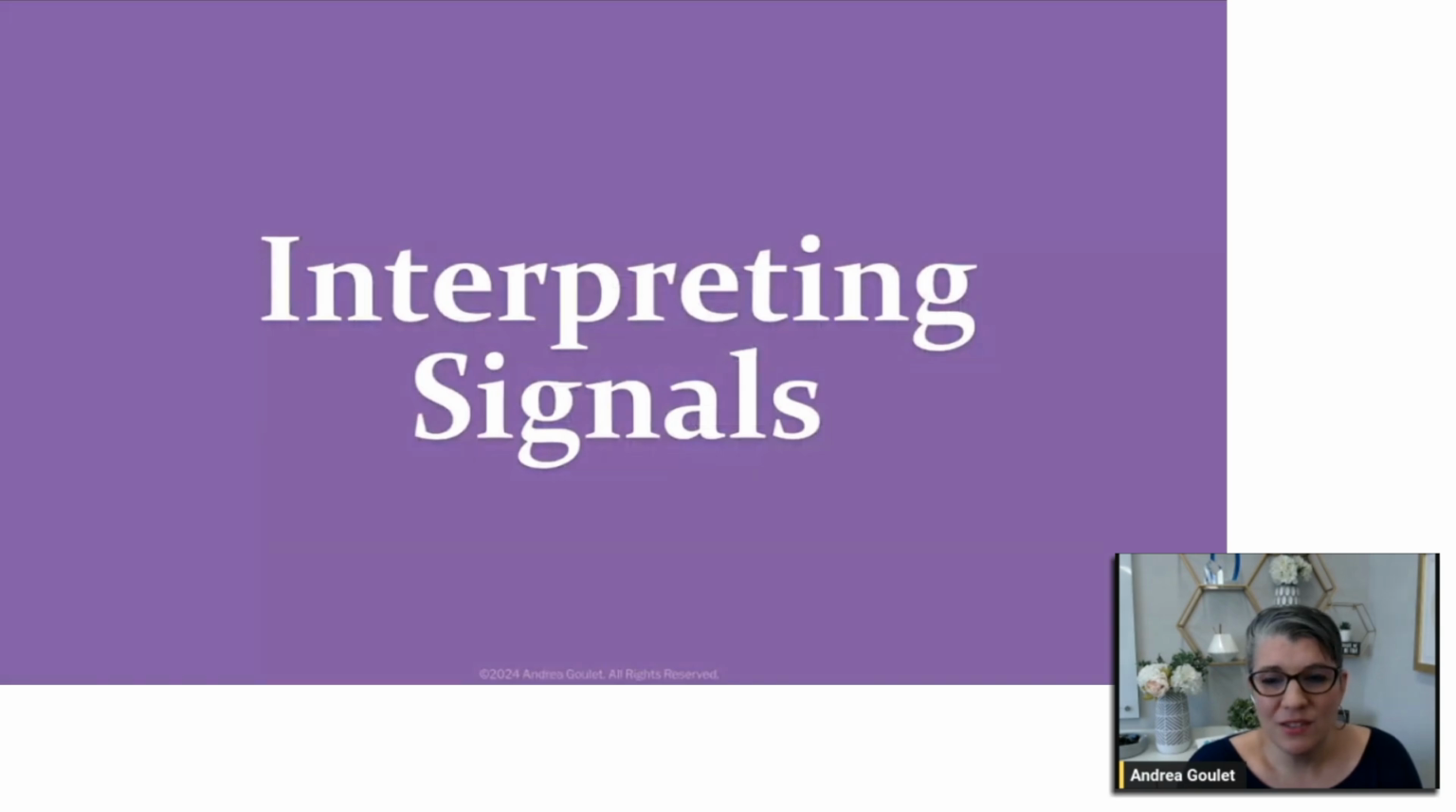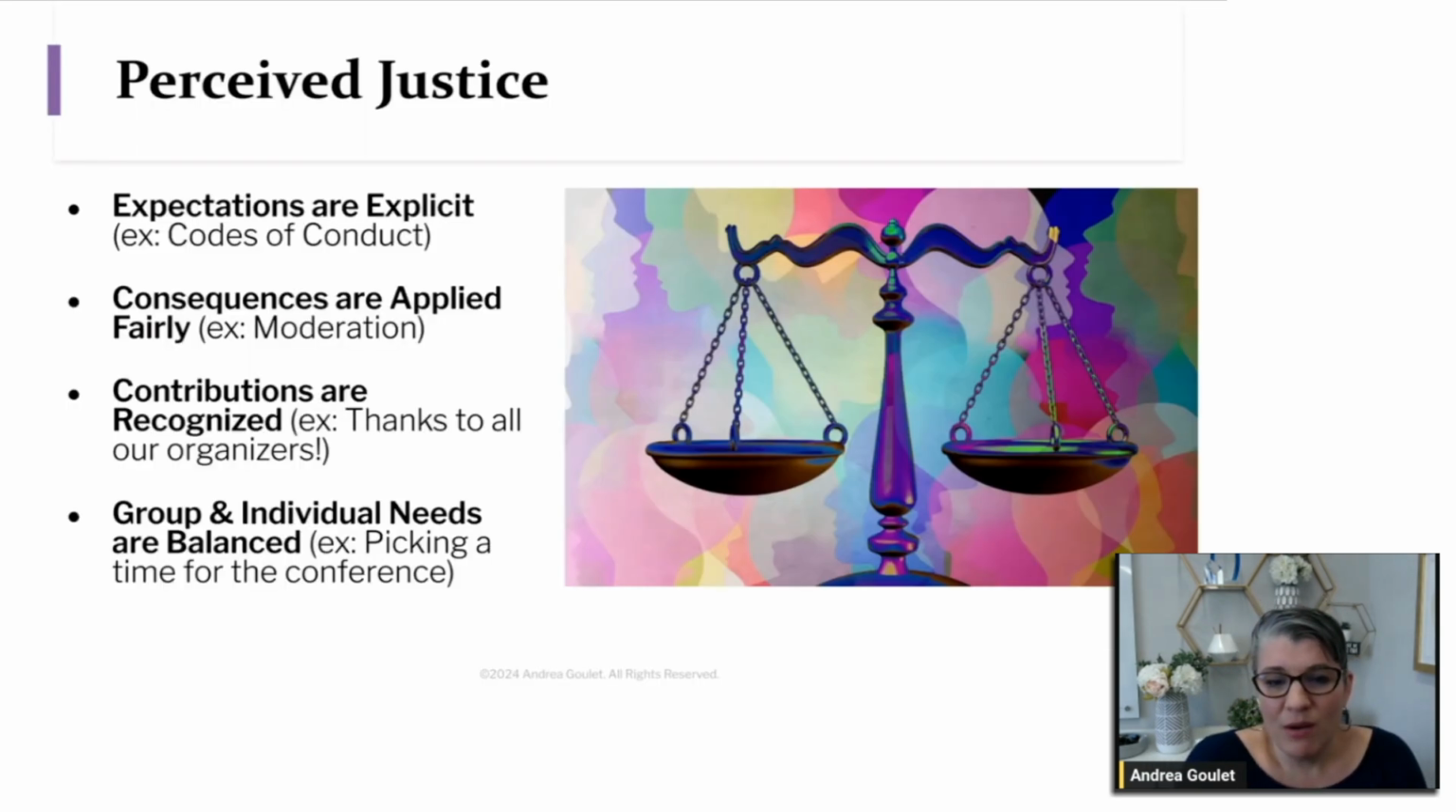The last is interpreting signals, and there's a couple things here. The first is around perceived justice. This is really important for a community. There's a lot of research. Adam Grant had done some research. He's an organizational psychologist, about what is an essential piece of healthy teams.